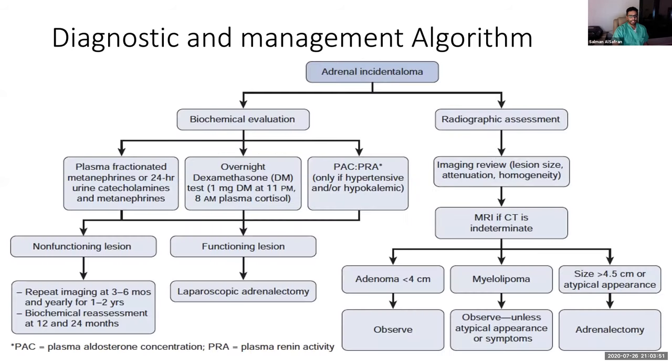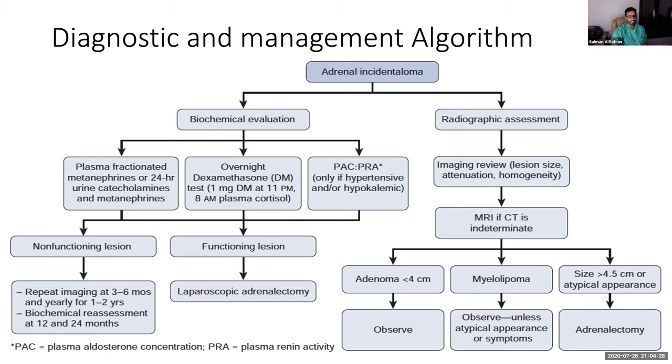Okay, so what we talked about in the previous slide about adrenal incidentaloma summarizes the whole thing. If you have an adrenal incidentaloma, you need to do two things: biochemical evaluation and radiological assessment. You need to rule out hyperaldosteronism if the patient has hypertension. You need to rule out subclinical Cushing syndrome, and also you want to rule out pheochromocytoma.